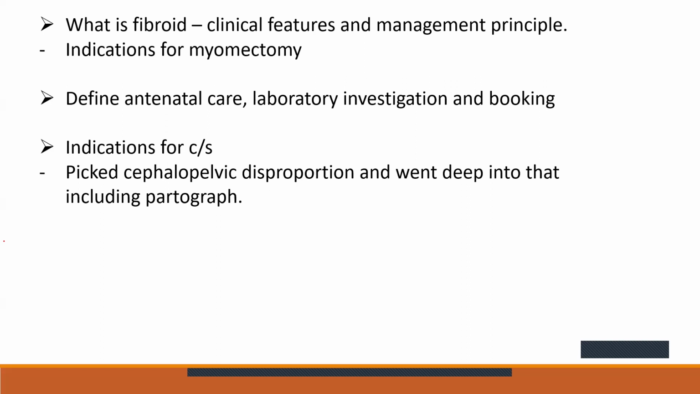So they picked cephalopelvic disproportion and then they went so deep that they went into the partograph. So the partograph is like a graph, like the name implies, but it checks how the contractions are happening, the timings and everything. This is what actually informs you that something is being delayed. Maybe the first stage is being delayed or maybe the latent phase is being delayed and so on. Or maybe the cervix is widely open, but the baby is not coming down, or there's no descent of the head. So what do we do? Okay, so that's the partograph. It gives you the timing, the contractions, and everything.